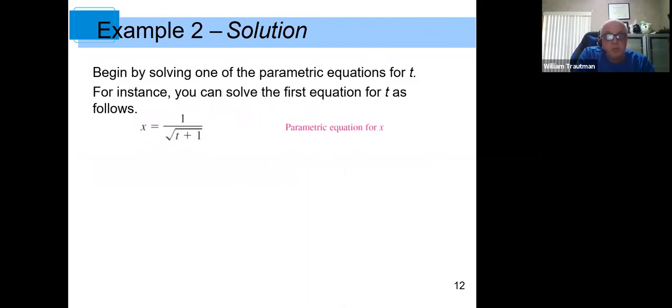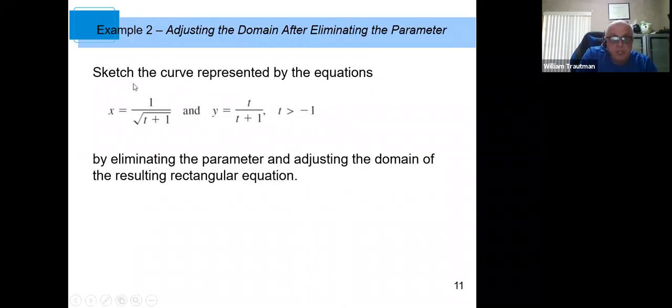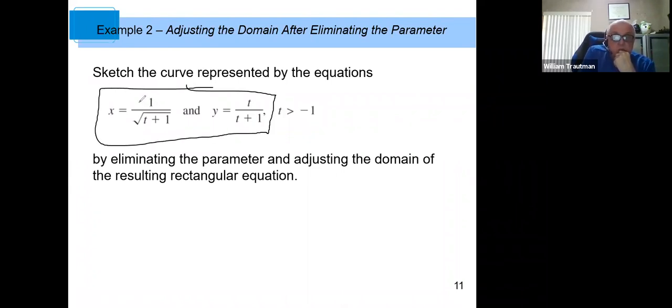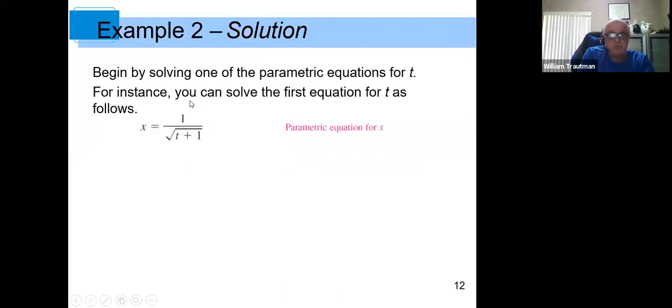So if we go back one spot, hang on. If we go back, we have two equations here, two parametric equations. And we have to solve one of them for t. It doesn't matter which one. They go through the process and they're going to solve, I think, the x for t here.